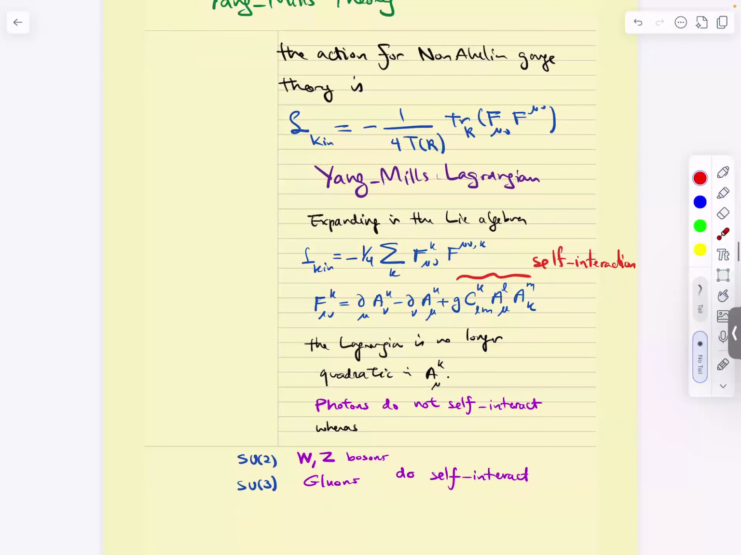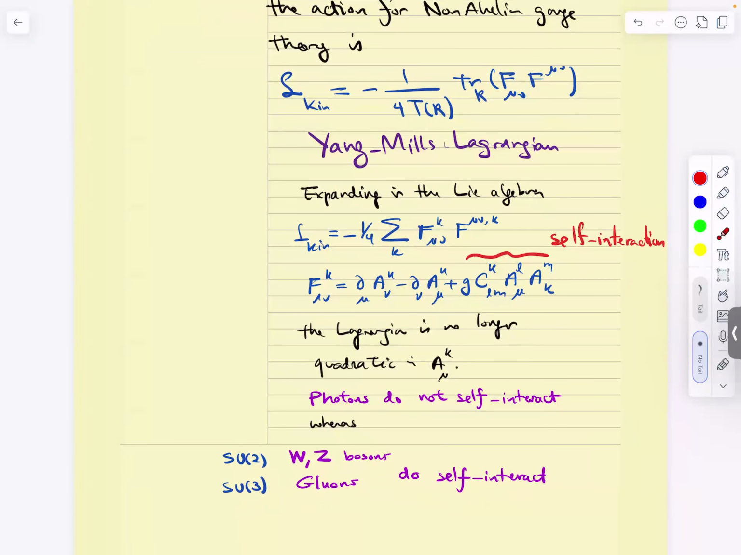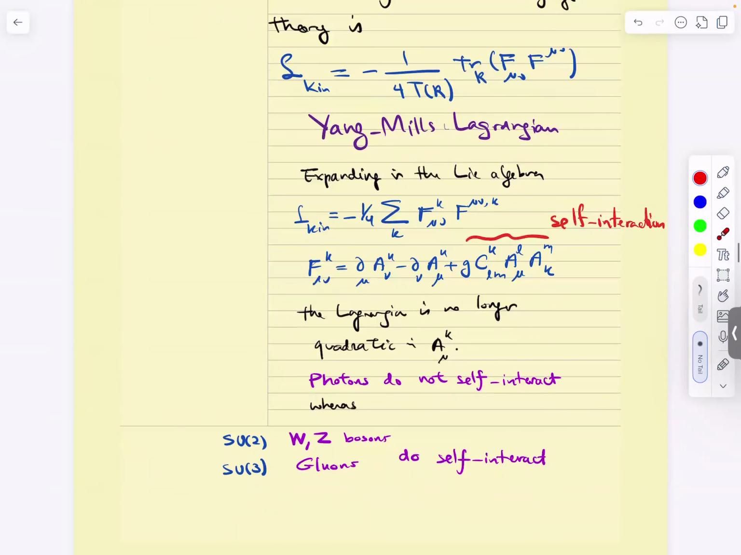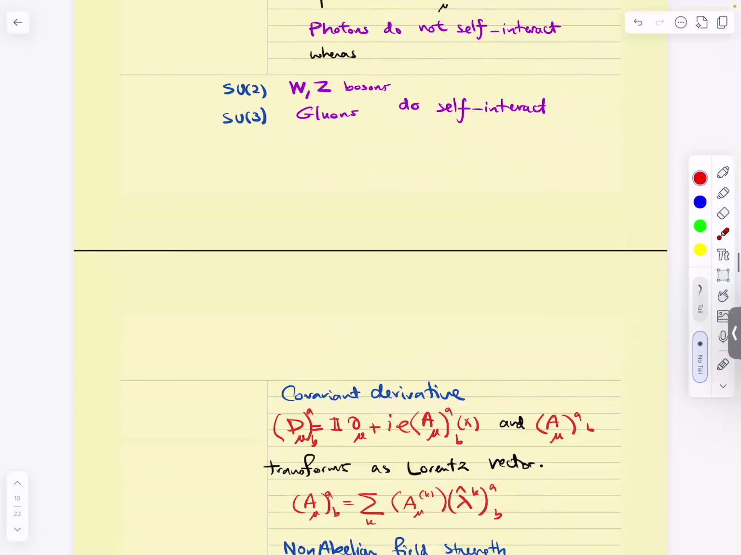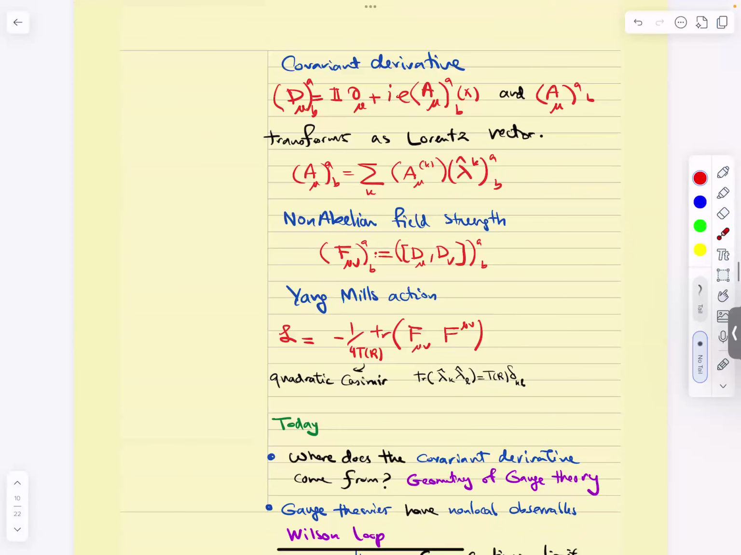All right. So the Lagrangian is no longer quadratic. Therefore, you have self-interactions. In SU(2), there are 3 degrees of freedom. These are going to become the W and Z bosons, W plus minus and Z bosons, 3 degrees of freedom. SU(3), how many degrees of freedom do you have? 8. So you have 8 gluons. They do self-interact.